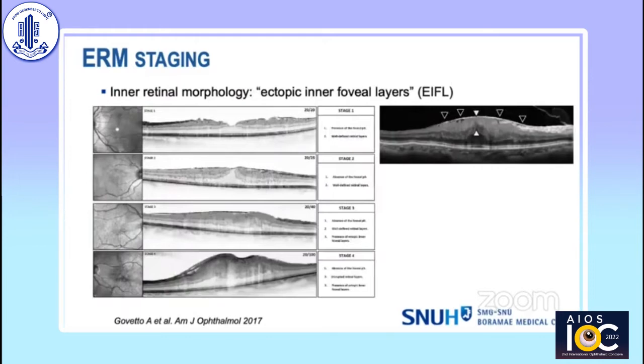Recent studies have shifted their focus to changes occurring in the inner retina with a new term of ectopic inner foveal layers, or EIFL, defined as the presence of a continuous hyporeflective or hyperreflective band extending from the inner nuclear layer and inner plexiform layer across the foveal region and visible on all OCT scans centered on the fovea. One study proposed a new staging system with the incorporation of EIFL as one of the main differentiating factors.